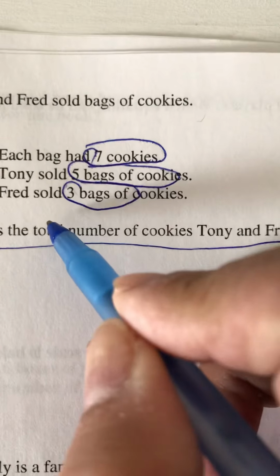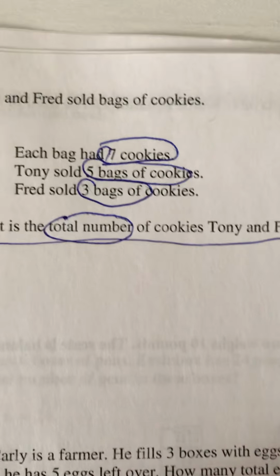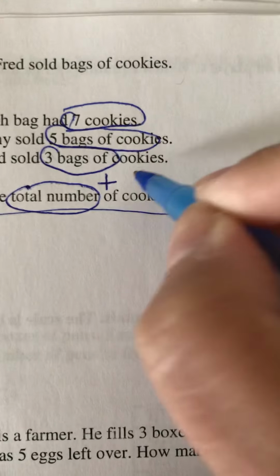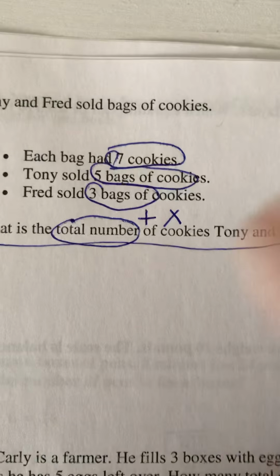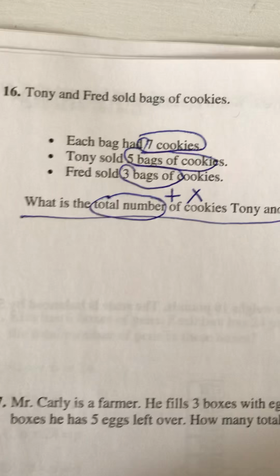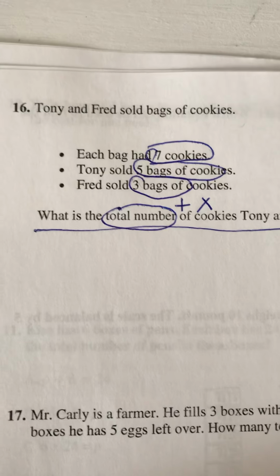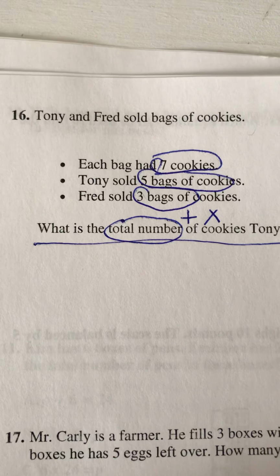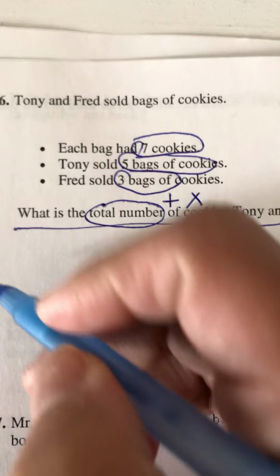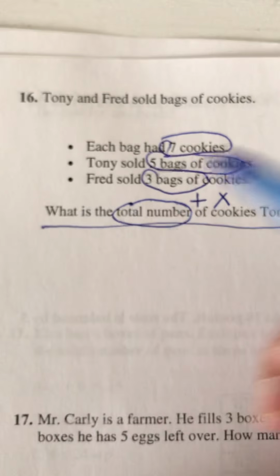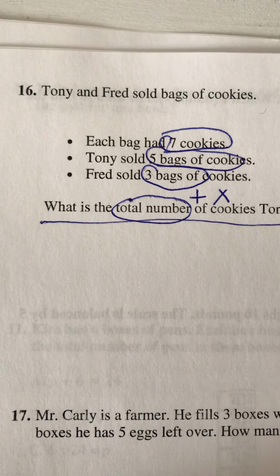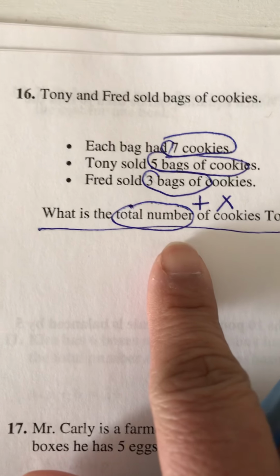Now, I saw the words total number. It could only mean 2 things. It could mean my operation would be addition, or it would mean multiplication. Is that correct? So, there are 2 ways to show this word problem. Okay? You can draw a picture and or write your equation. So, I'll show you how to draw a picture for this word problem.